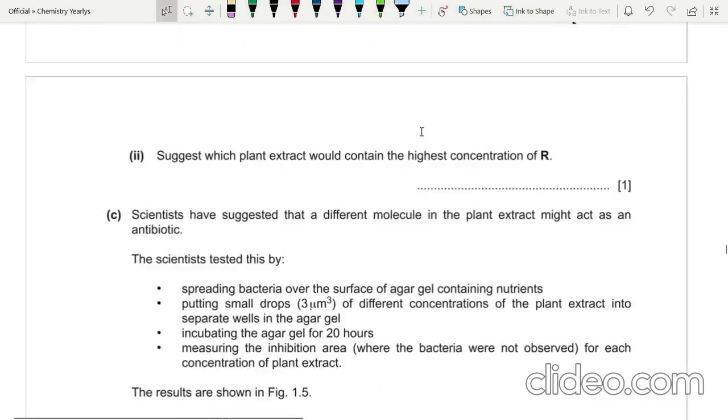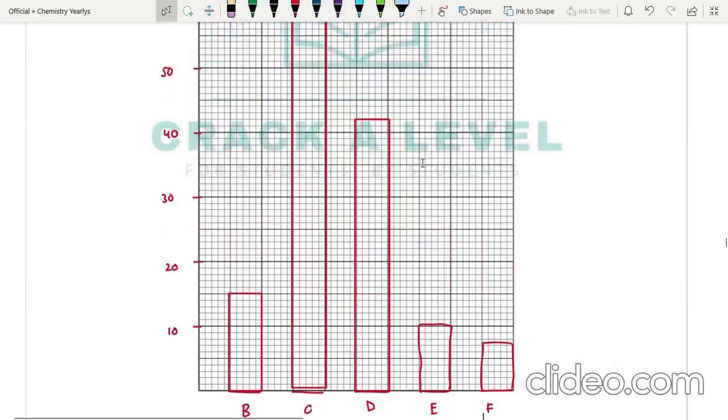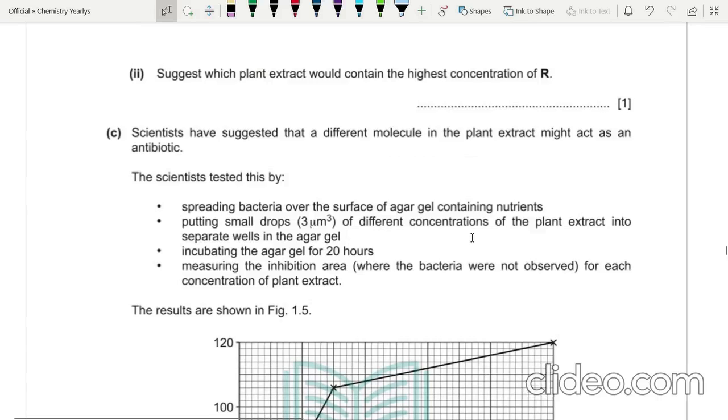So suggest which plant extract would contain the highest concentration of R. As we know, the higher the volume needed, it means the lower the concentration present. Most of you, the mistake will be done here is that you will just look at the graph, see that the highest time is of C, and write plant C. But the point is that the lowest time taken ensures the greatest concentration, and they are asking us about the greatest concentration. So the lowest time taken is by plant F. So plant F.